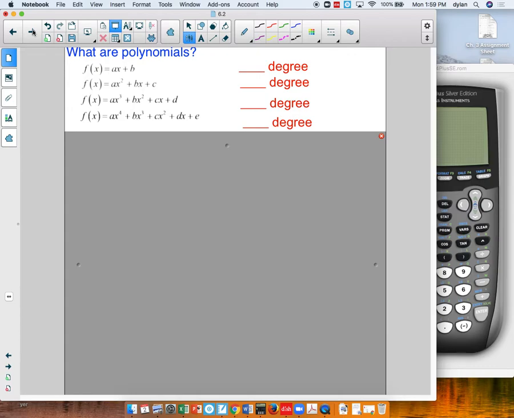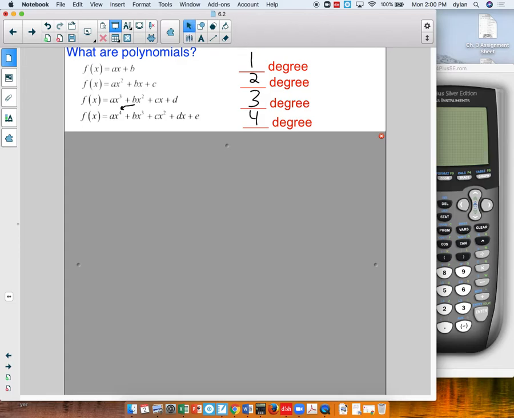So in other words, for ax plus b, our degree is 1 because x has an exponent of 1. Ax squared plus bx plus c would have a degree of 2. Similarly, the cubic function you see next would have a degree of 3. And then the quartic function, ax to the fourth plus bx cubed plus so on, would have a degree of 4 because the highest exponent is 4. The term with the highest exponent has an exponent of 4.